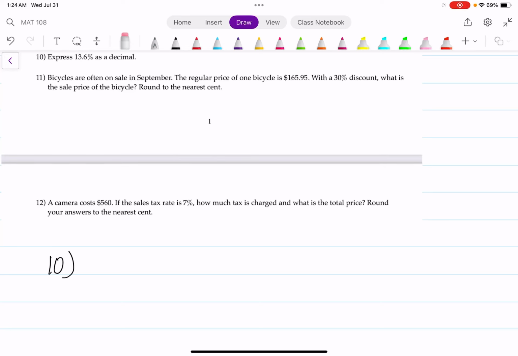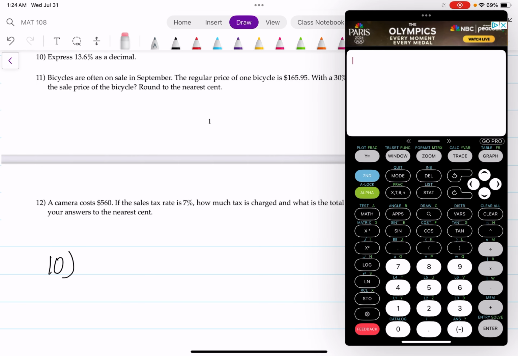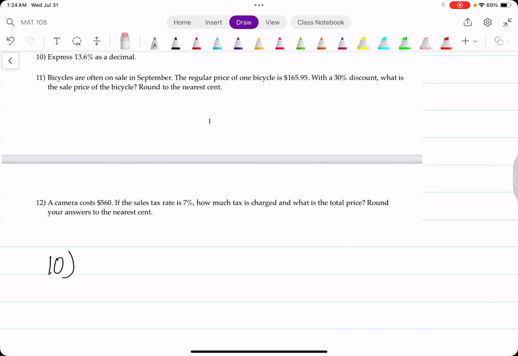All right. Questions 10, 11, and 12. And my calculator is on the right. So now it's open. Ignore the ad. And we're going to focus on some basic percentage questions. And then we're going to tie it into the application of linear equations that we were working on in the past two videos. So let's go over something.